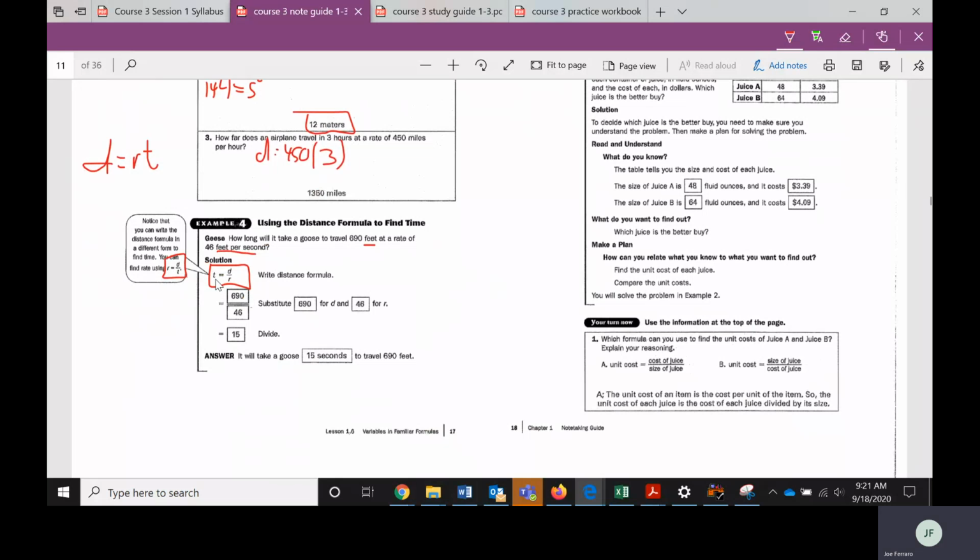We're looking for the time, okay, because it says how long. We plug in the distance of 690, rate of 46 feet per second. We divide, and you get 15. And again, that's seconds because the rate was in feet per second.